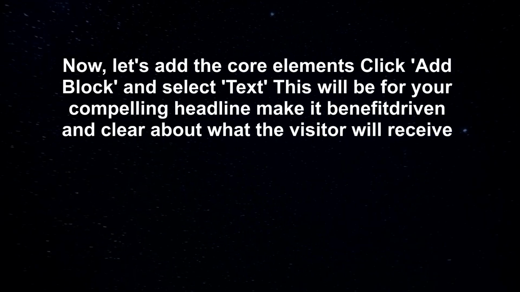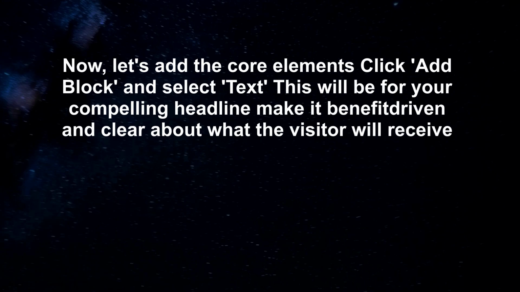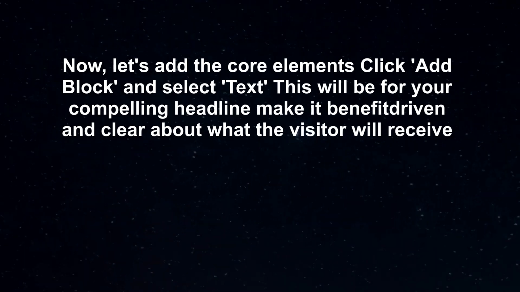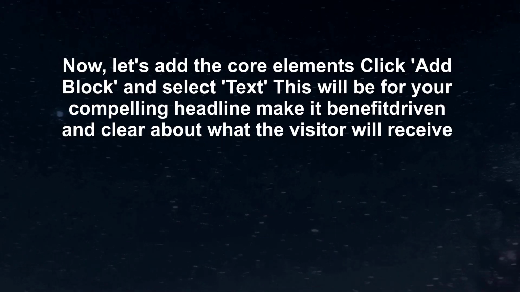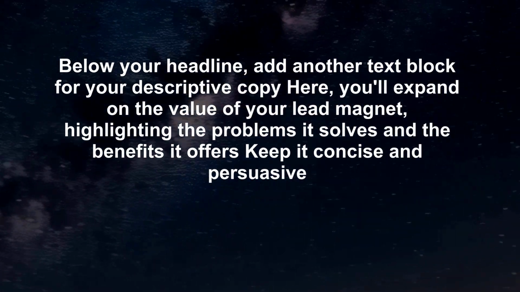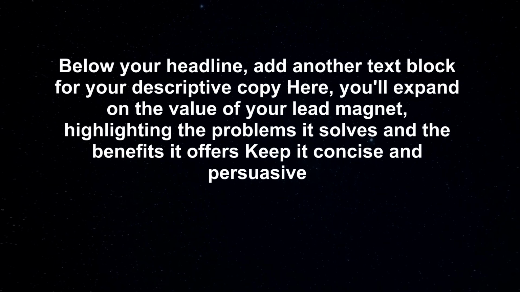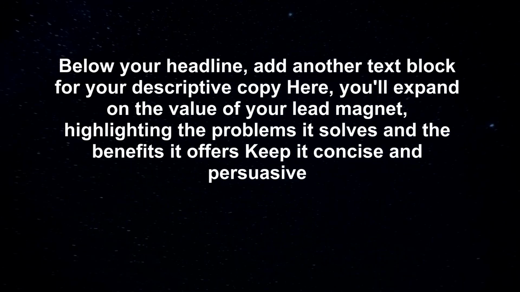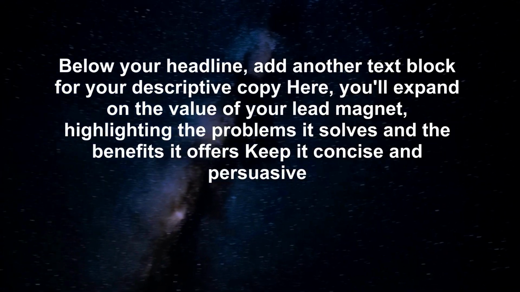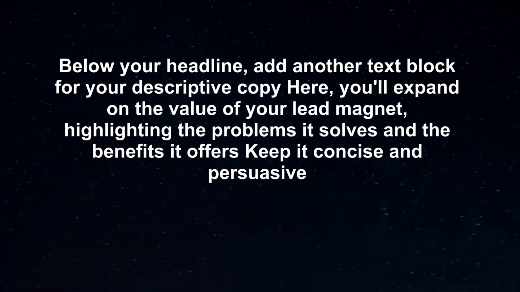Now let's add the core elements. Click Add Block and select Text. This will be for your compelling headline. Make it benefit-driven and clear about what the visitor will receive. Below your headline, add another text block for your descriptive copy. You'll expand on the value of your lead magnet, highlighting the problems it solves and the benefits it offers. Keep it concise and persuasive.